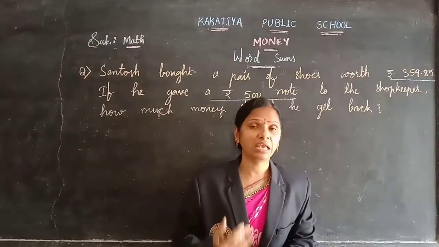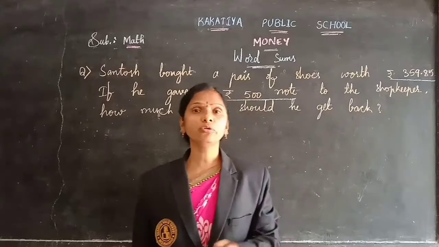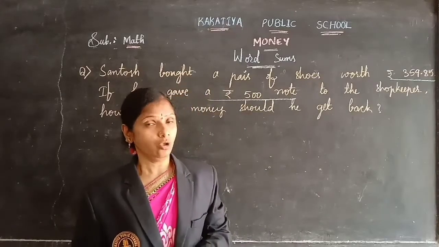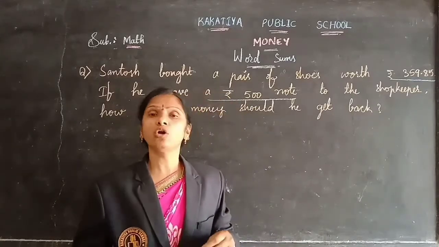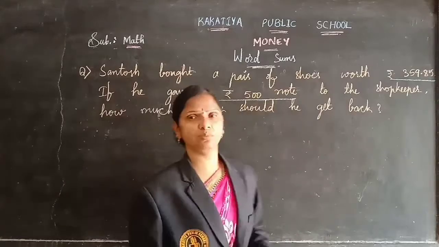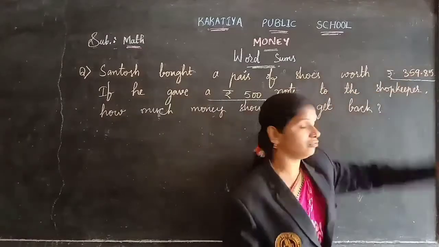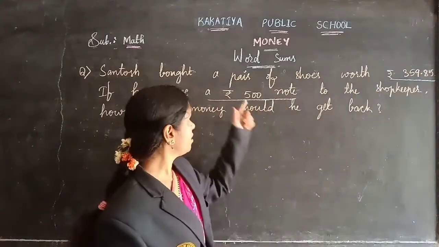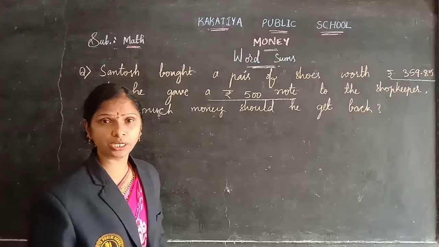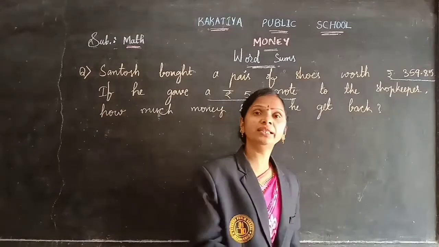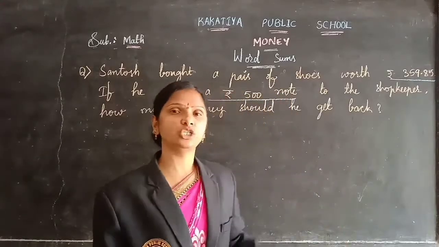If he gave more amount to the shopkeeper, surely we will get back the amount. So how will you find the amount to get back, children? Whatever we gave to the shopkeeper, from that amount we need to subtract the cost of the thing, which is shoes in this problem. So we need to subtract 359 rupees 85 paise from the 500 rupee note. This is the subtraction, children. Keep in mind, whenever you are finding the get back amount, you compulsorily need to do the subtraction. Let's write the steps and do the subtraction.